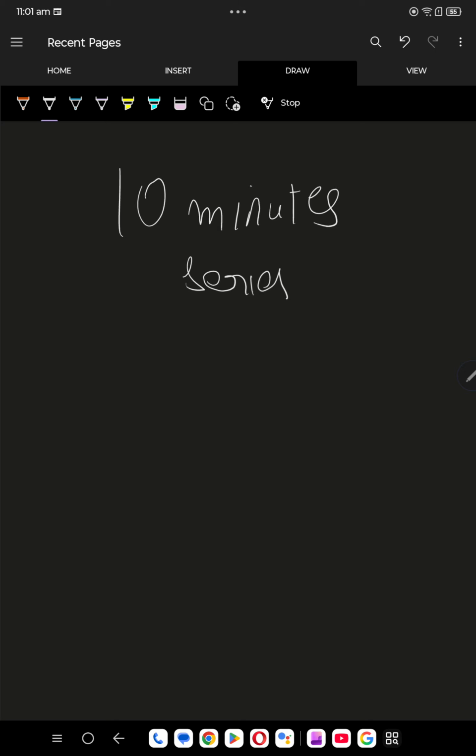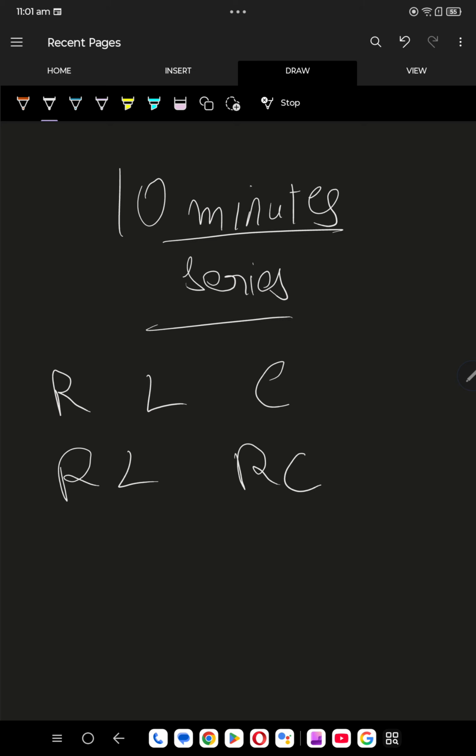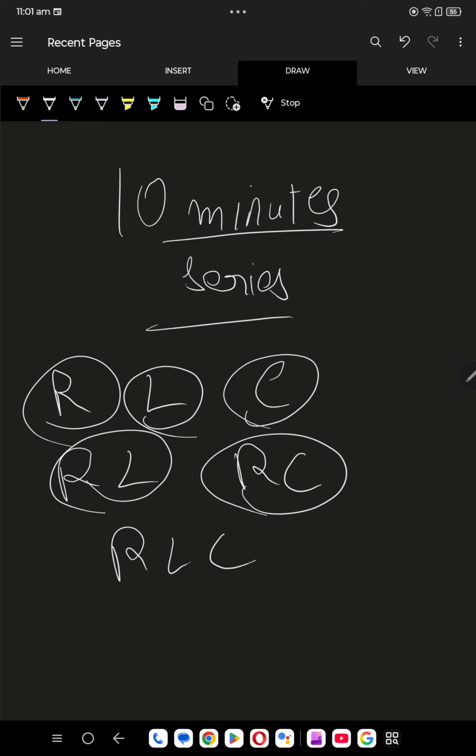In today's video of the 10 minute series, we'll be learning AC signal applied to pure resistor circuit. Totally we have to learn 6, so we will be getting 6 videos of AC signal applied to circuits. One is pure resistor, pure inductor, pure capacitor, then RL, RC, and finally RLC. These 6 we'll have to learn individually, each of them.